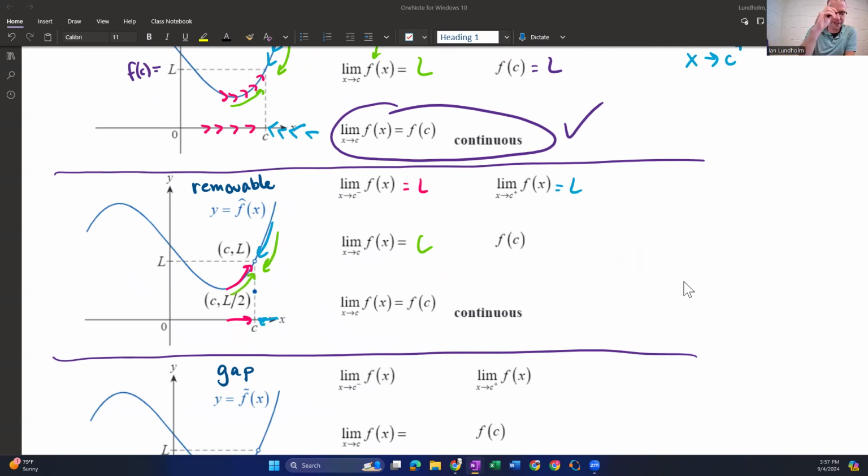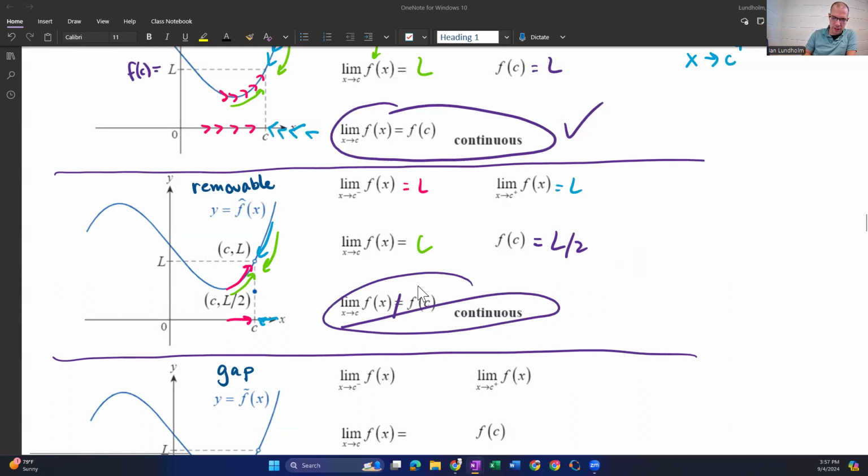However, f of c here is actually the position where this little dot is. That's where the function's defined. So this is actually L divided by 2. It's half of L. And since these two things are not equal, f of c does not equal the limit, we would say that this function is discontinuous at this point.